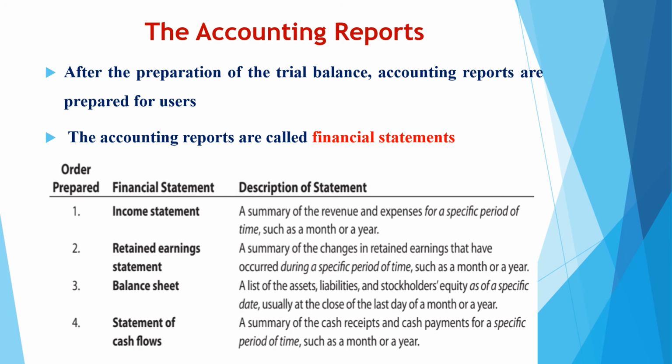Actually, they are prepared immediately after the preparation of the trial balance, and we have four types of financial statements for a corporation. We start with the income statement. It is the summary of all the revenues and expenses in a specific period of time. For example, we can prepare the income statement for a month, for a year, for a quarter, or whatever. Actually, the income statement shows the profit or the losses of a corporation.